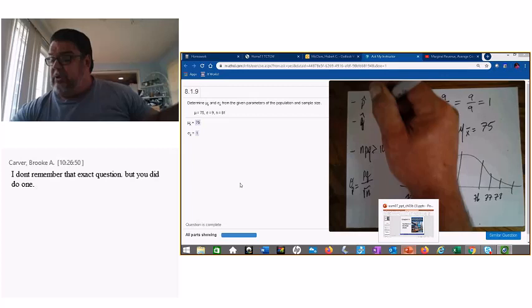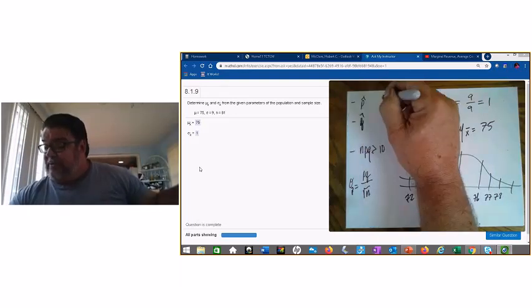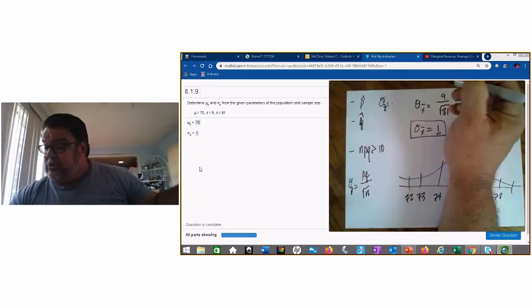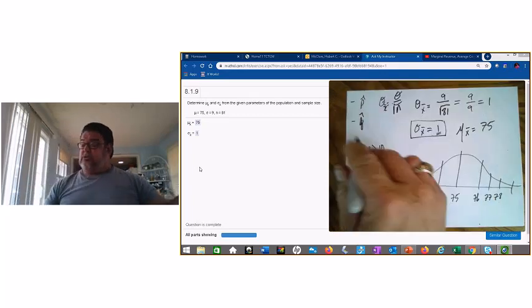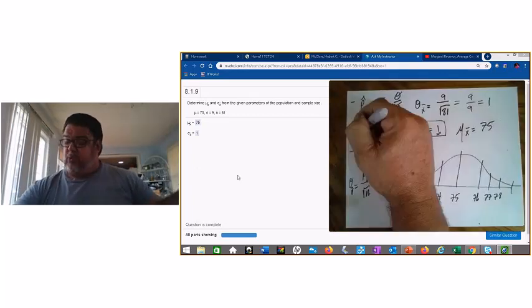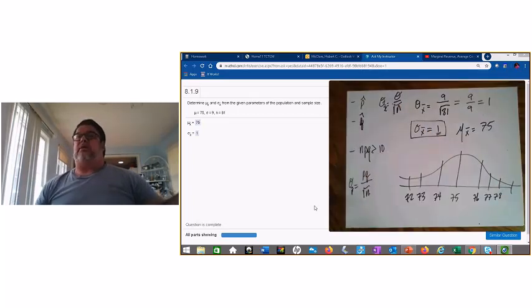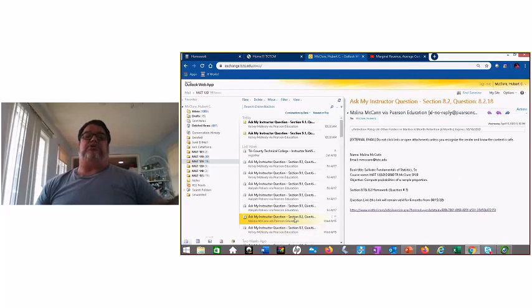Also in 8.1, I forgot, you've got to remember sigma x bar is equal to the standard deviation over the square root of n. I forgot that one with all these other ones. I think this is more of 8.2 right here. That's a good test question because it's short and sweet. Next question, 8.2.